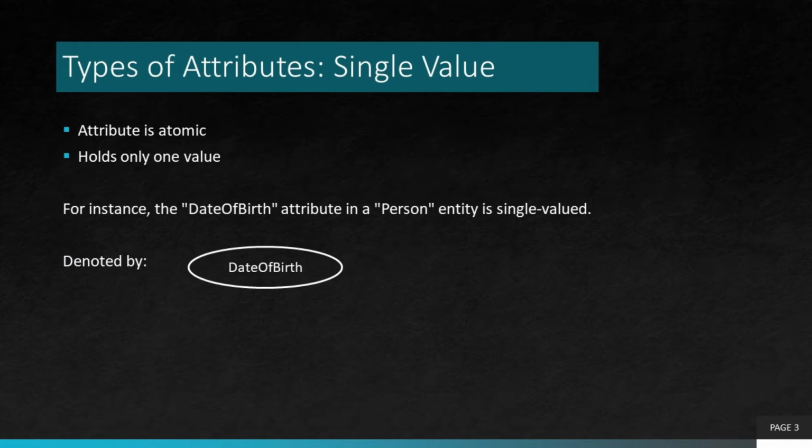You have a single valued attribute. This attribute is atomic and it holds only one value. So on the ER diagram, it's denoted looking like a little oval shape, if that's what you want to call it, with the name of the attribute inside of it. So a single value attribute would be like your first name and your last name.